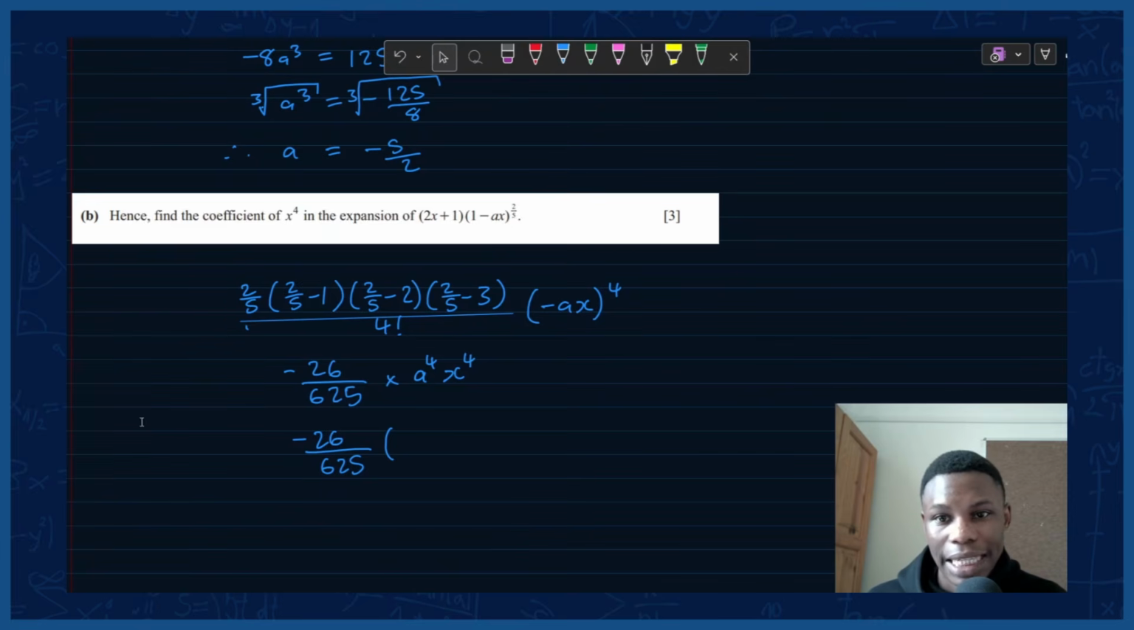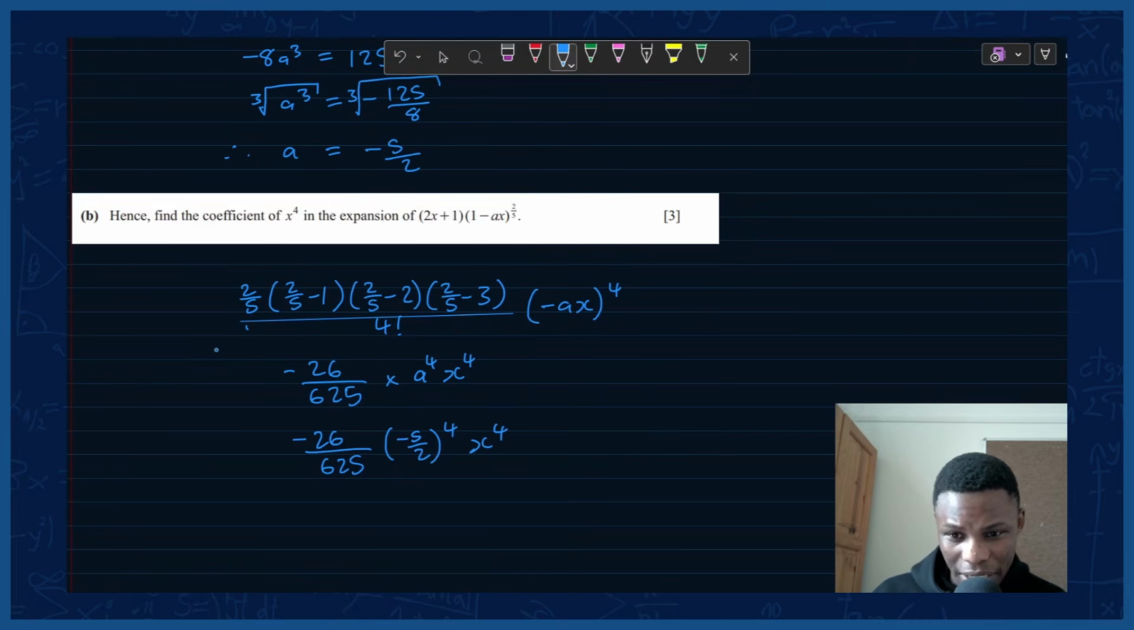We figured out what a was in part A, no pun intended. So substitute a in there. And let's simplify this. So I've got negative 26 over 625 multiplied by negative 5 over 2 to the power of 4, which is negative 13 over 8 x to the 4.